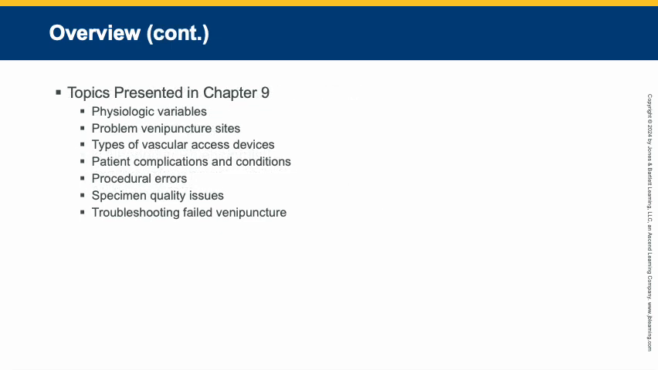Topics that are in this chapter are the physiological variables, problem venipuncture sites, types of VADs, patient complications and conditions, procedural errors, specimen quality issues, and troubleshooting failed venipunctures.